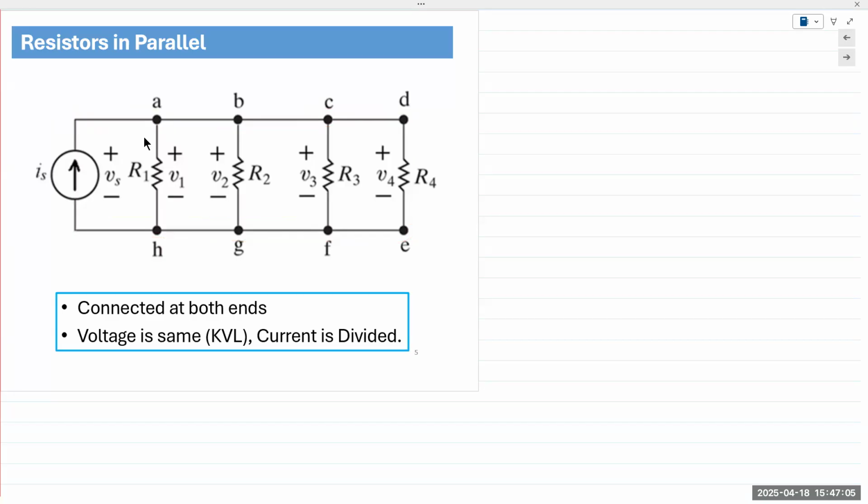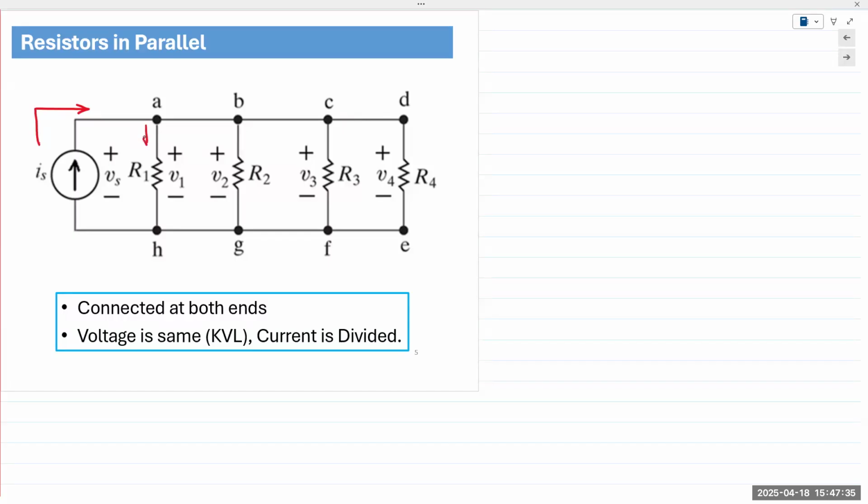For explanation purposes, it's easier to deal with current sources. So we just drew a current source in there. But again, current source and voltage source exactly the same. It's just the mode of operation. So current IS comes here, goes around. What happens to IS when it hits point A? It splits, right?